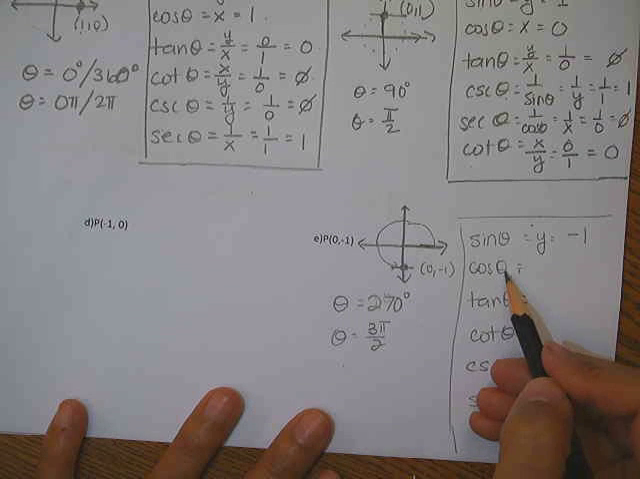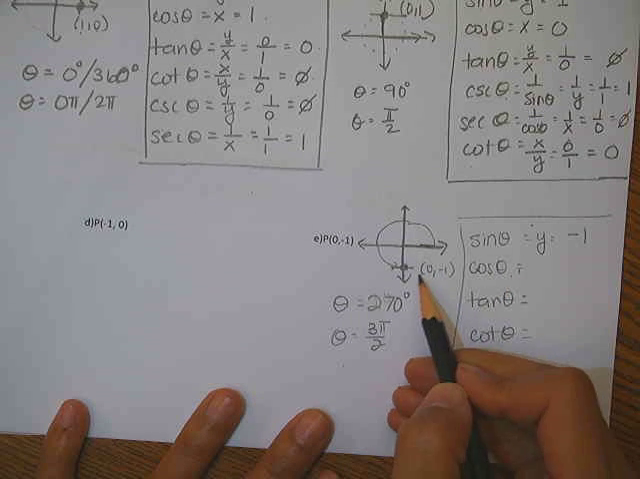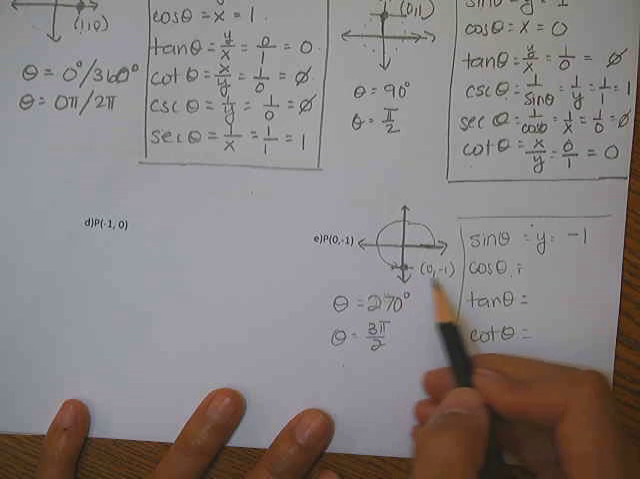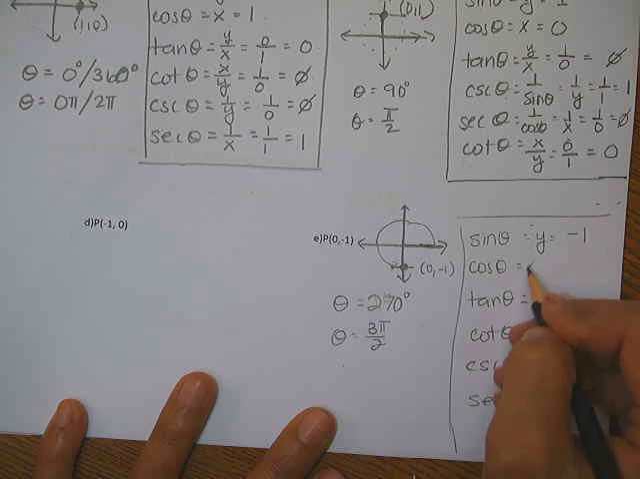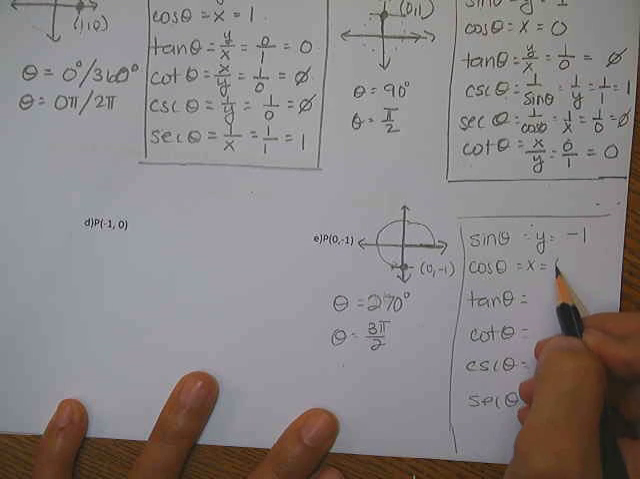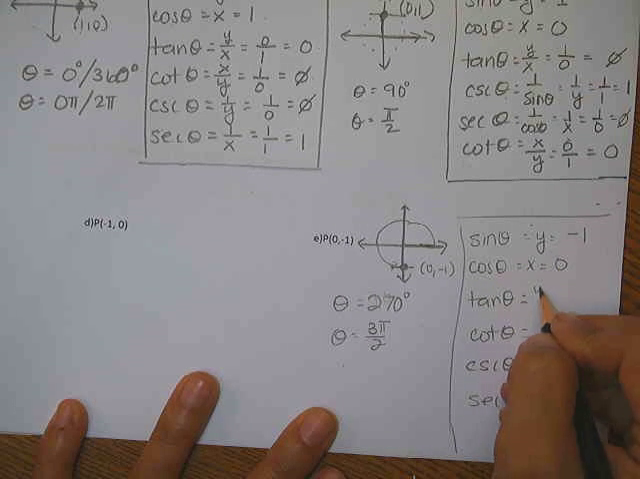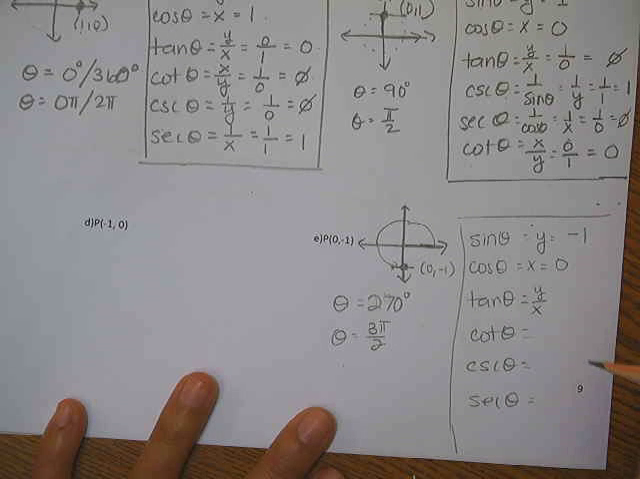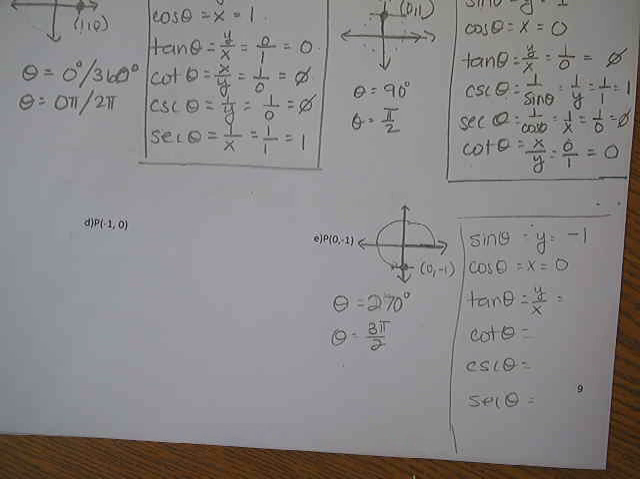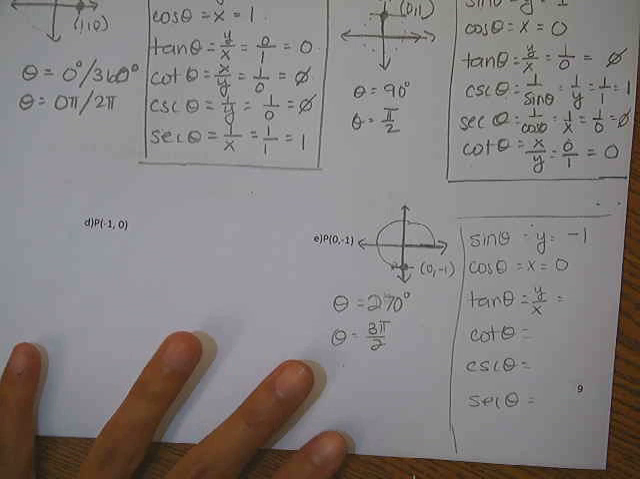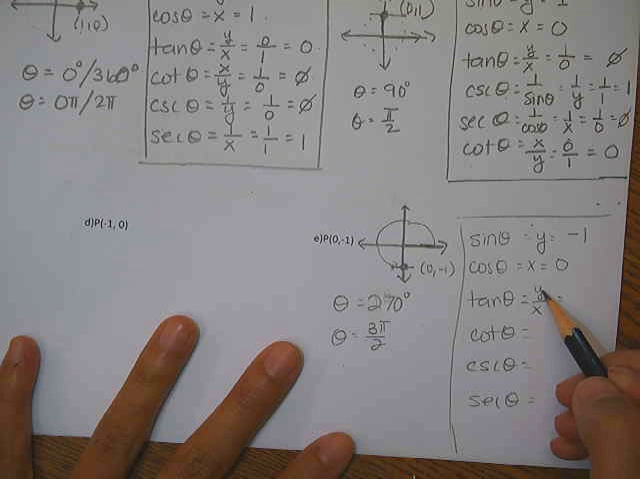So cosine of this particular point, okay, cosine of an angle, and this angle makes up 270 degrees, is going to be x, and x happens to be 0. Tangent, again, is y over x. And again, just write these letters down. Hopefully by the end of today's notes, you're going to have it all memorized, and then second semester will be a success. Okay, so tangent is y over x.